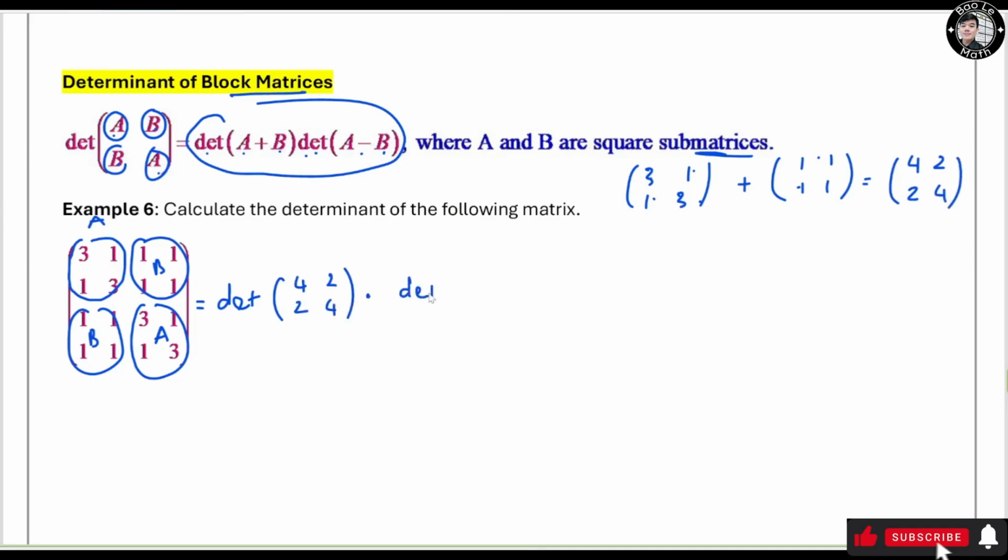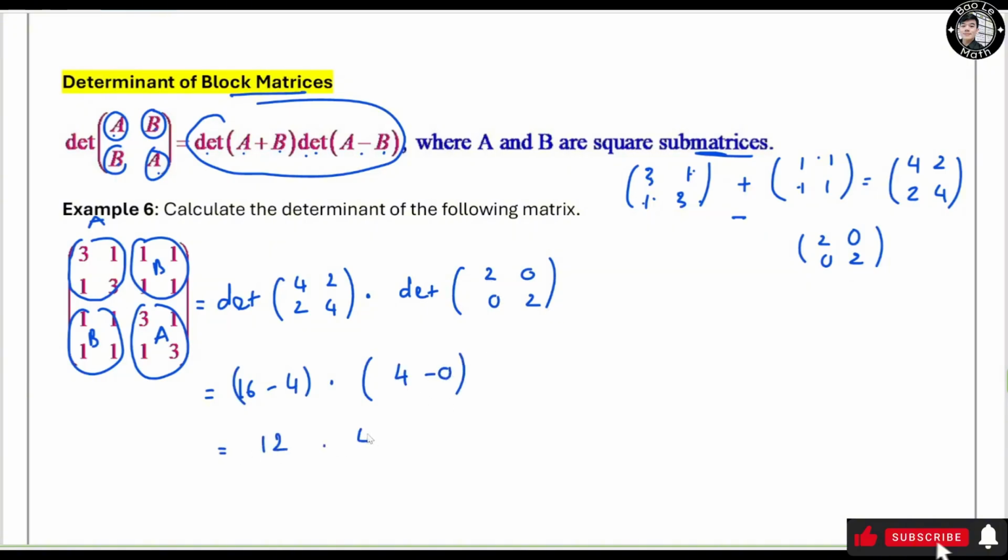Times that A minus B. So if you subtract, it turns out to be 3 subtract 1 should be 2. 1 subtract 1 should be 0. 1 subtract 1 should be 0, and it should be 2, right? For the determinant of a 2 by 2 matrix, you just cross multiply, right? 4 times 4 should be 16. Subtract 2 times 2 should be 4. Times 2 times 2 should be 4, subtract 0, right? So it should be 12 times 4, which is 48, right?